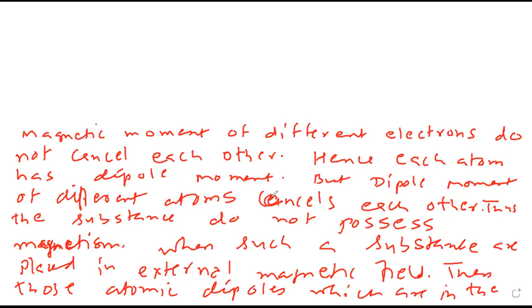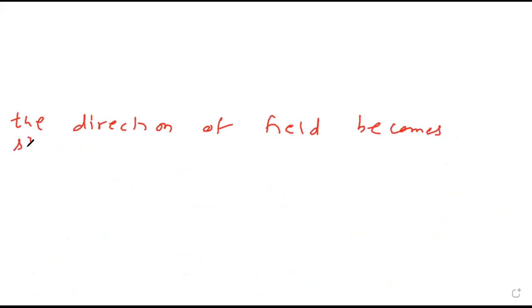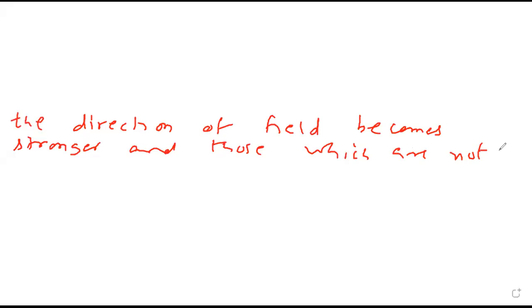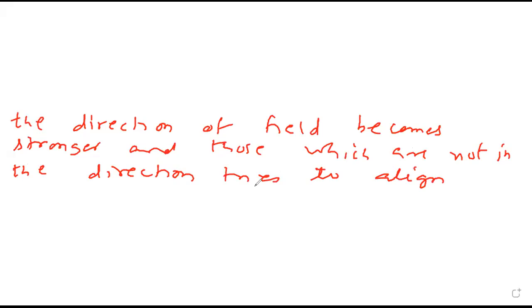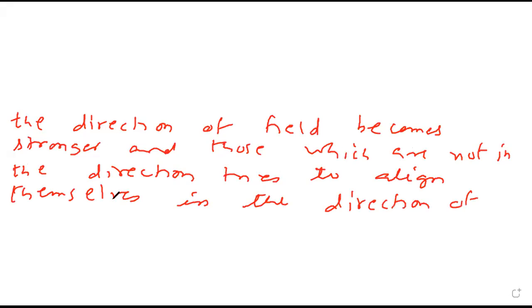Those atomic dipoles which are in the direction of field become stronger, and those which are not in the direction try to align themselves in the direction of field.